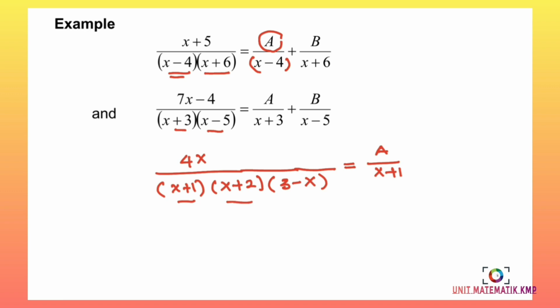The second factor is also linear, so it should be constant also. So b over (x plus 2). And the third factor here, 3 minus x, is also linear, so it should be c over (3 minus x). And then we will proceed with the procedure to find the values of a, b, c. Then substitute back the values of a, b, c, and we can have the final answer for the partial fractions on the right hand side.